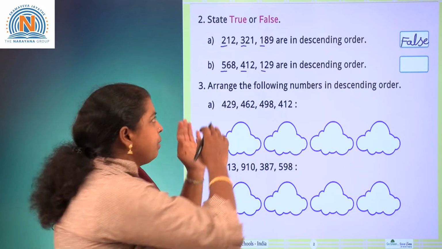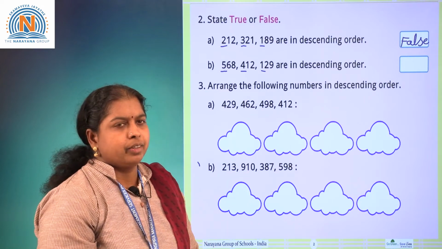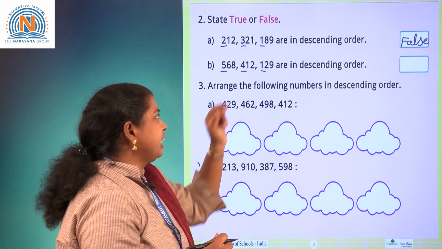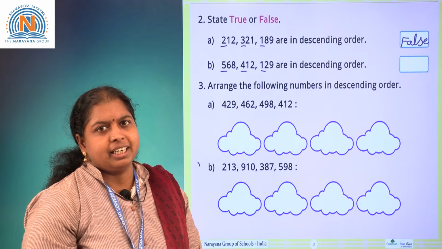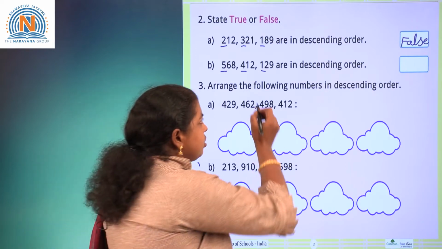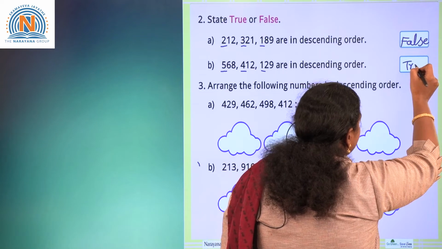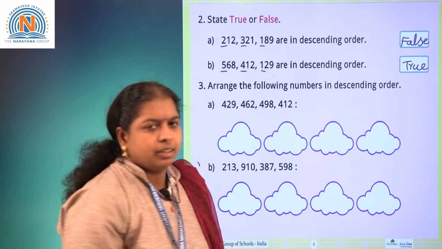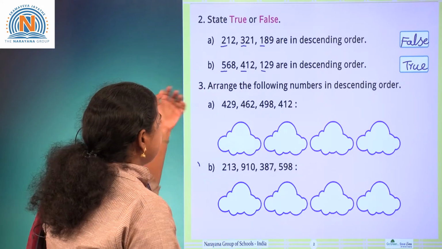That means the numbers were exactly arranged in descending order, because 568 is greater than 412 and 412 is greater than 129. Right? So, the given statement is true statement. What will you write here? The statement is true. Let's solve the next question.